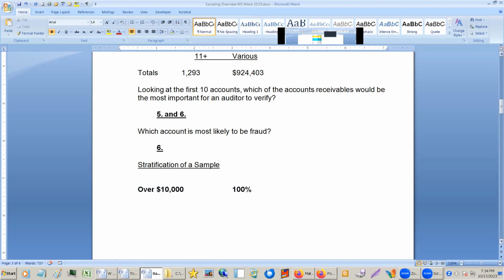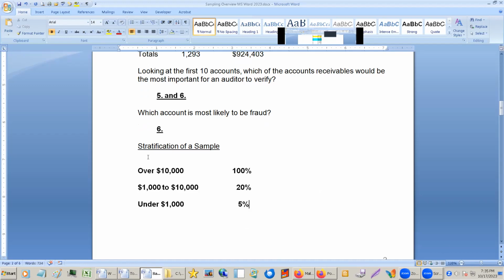And if it is, say, 1,000 to 10,000, we're still interested in those, just not quite as interested. So let's say 20%. And those that are, say, under 1,000, again, we're still interested, but not quite as much. And so that would be 5%.